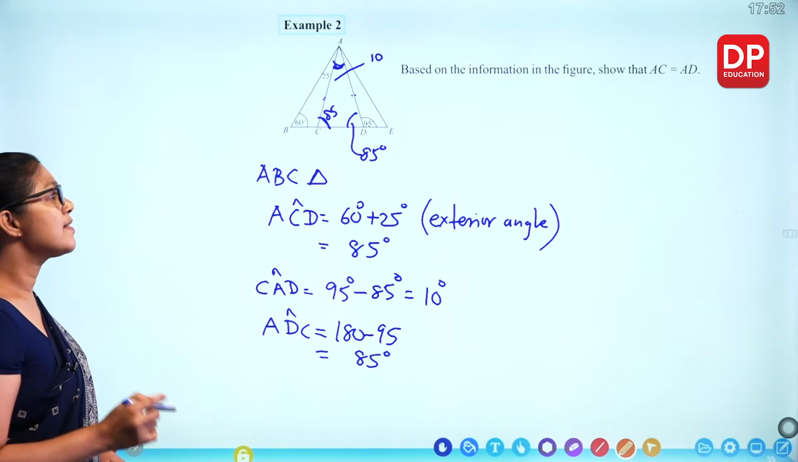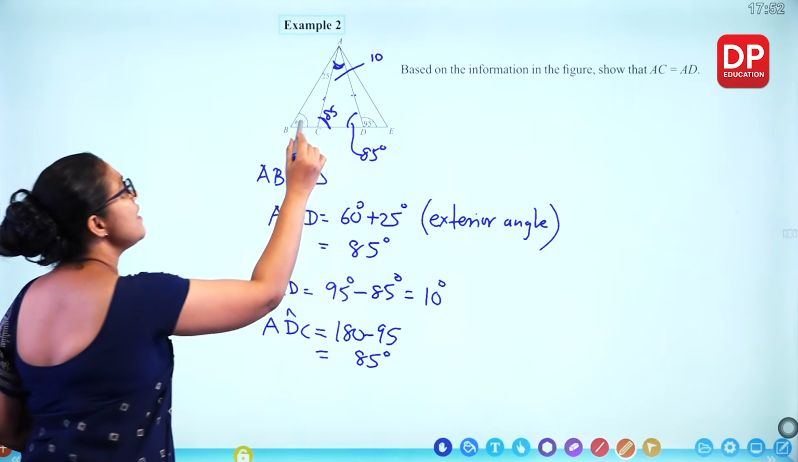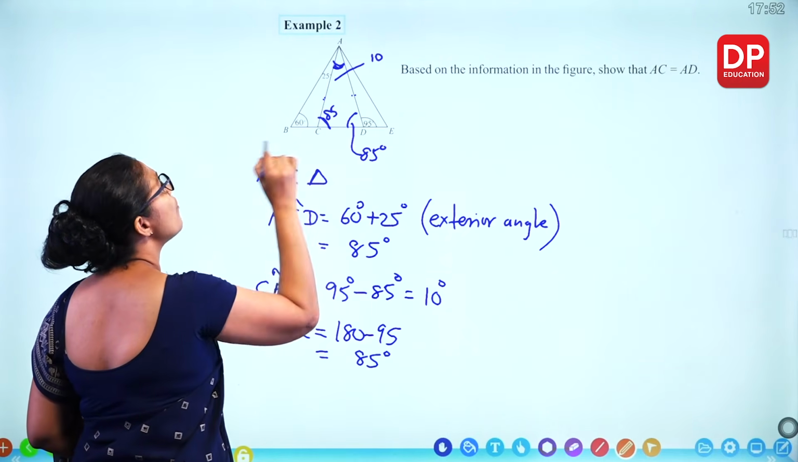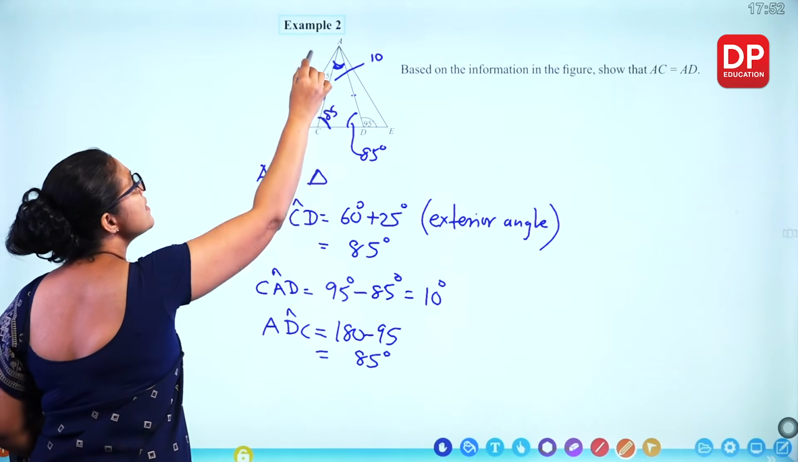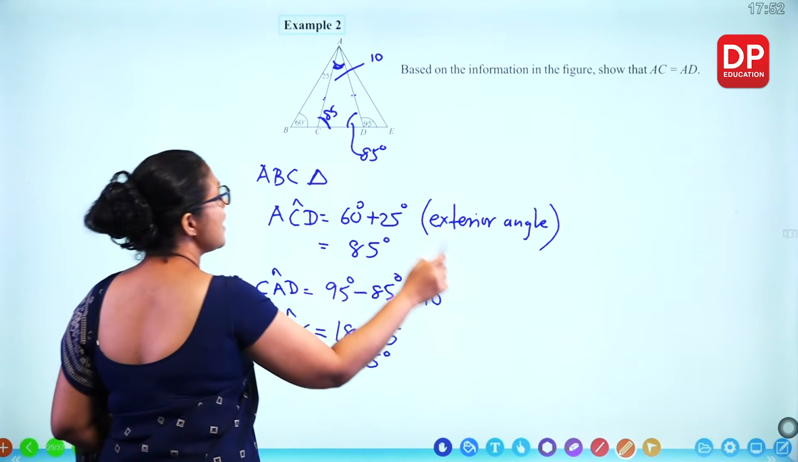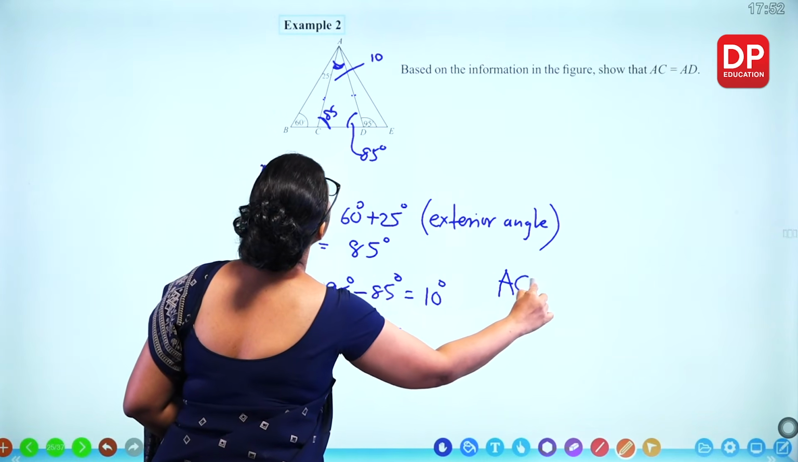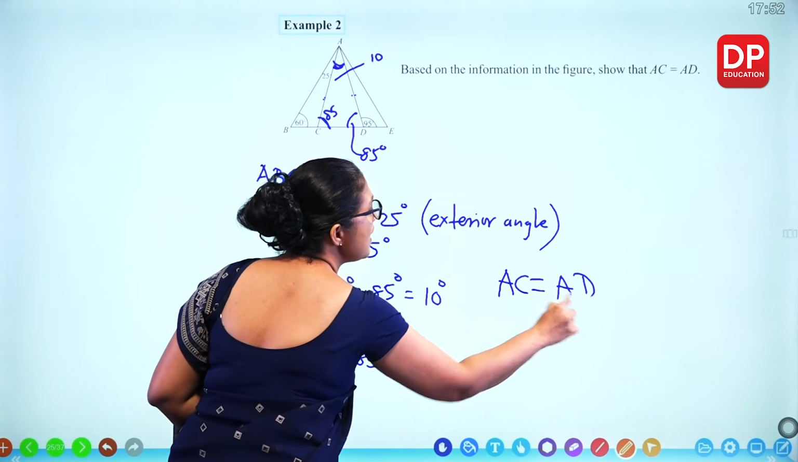According to the converse isosceles triangle, these two angles are equal. So what can you say about the opposite lengths? We can say AC and AD should be equal.